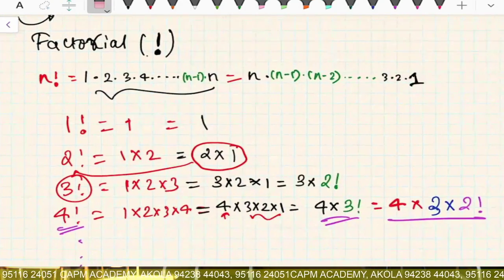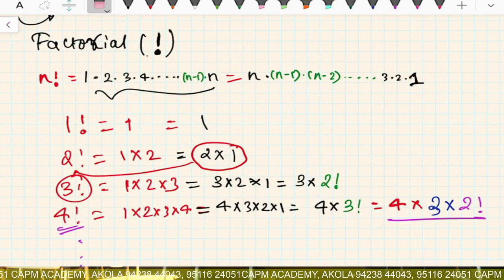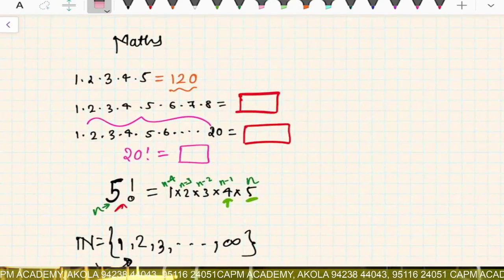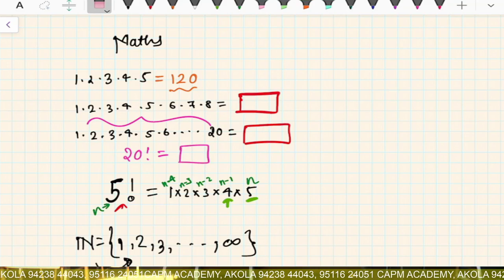And here are some few factorials that we have understood today. So factorial it was, and in upcoming sessions we'll understand more and we'll practice more about factorials. Till then, that's it from me guys. Thank you.